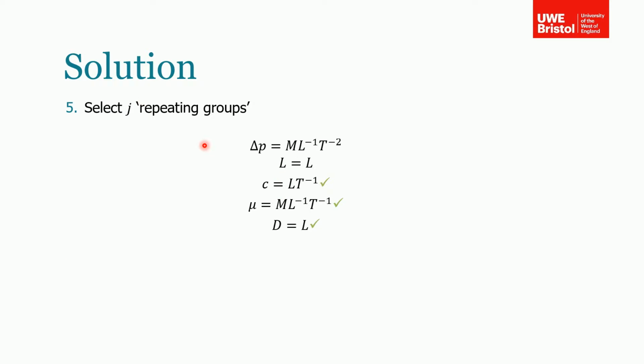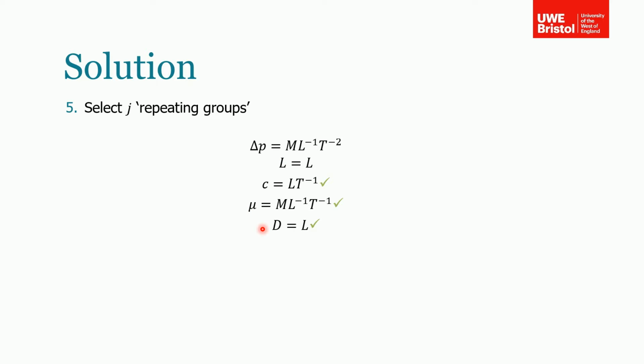Now, one of the trickier parts is selecting the repeating group, and tricky in the sense that there are no real hard and fast rules, other than that you need to choose j, but j is 3, and they must all have your fundamental units in. So we've gone for velocity because it's got time in, viscosity because it's got mass in. We can't choose P because that's our dependent variable, so we could have chosen between L or D, and you see that I've chosen D.